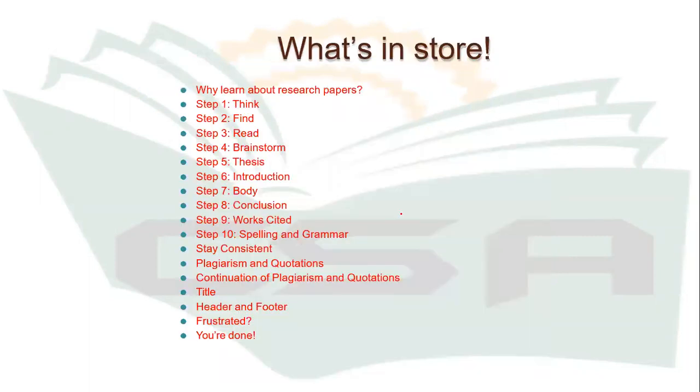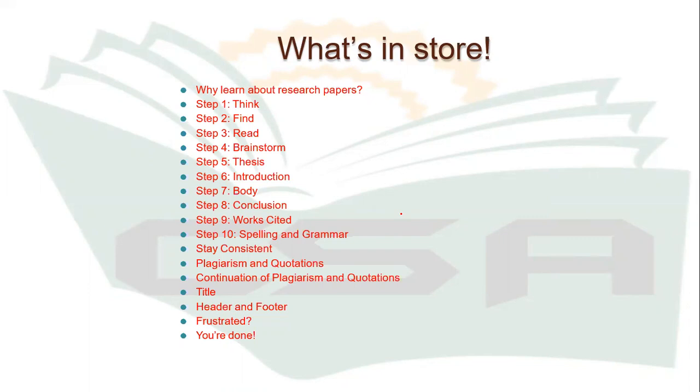First of all, we will learn about the 10 basic steps involved in writing a research article, and why to learn about the research paper. Step one is thinking. Step two is find. Step three, read. Step four is brainstorm. Step five is thesis. Step six is introduction. Step seven is body. Step eight is conclusions. Step nine is works cited. Step 10 is spelling and grammar.